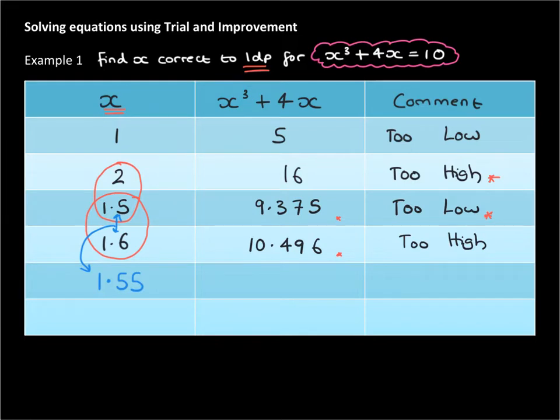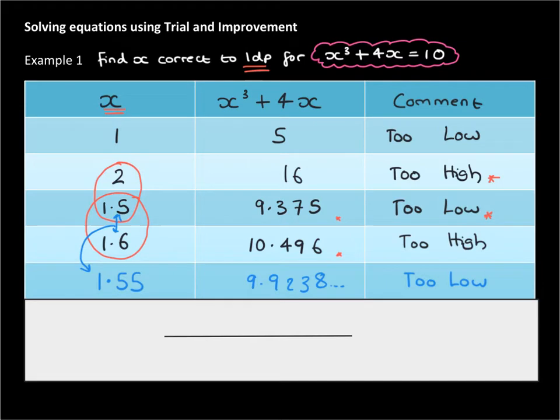Now, if we substitute that into x cubed plus 4x, let's see what we get. Well, we get an answer of 9.9238. Now, what can we say about that? Well, that's just underneath 10, so it's still too low. So, what does this actually tell us? Well, imagine a number line. Now, on my number line, I'm going to place some values. I'm going to place 1.5, 1.6, and in between them, I'm going to place 1.55.